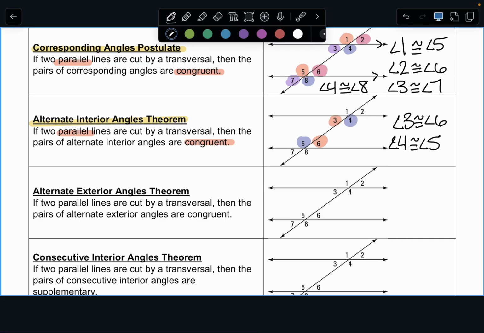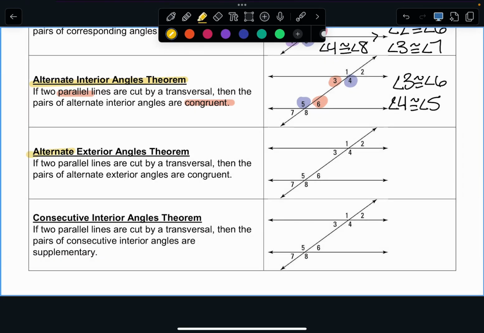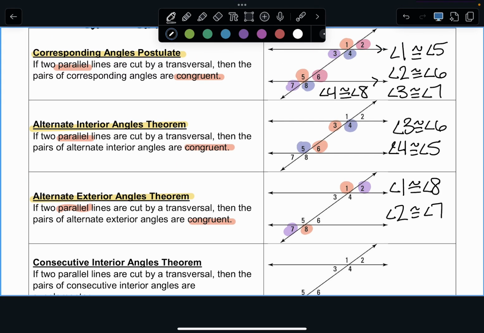Okay, so alternate interior angles are congruent if the lines are parallel. Alternate exterior angles are also congruent if the lines are parallel. So what's alternate exterior for angle 1? 8. Angle 8. And then what about angle 2? 7. So, corresponding or any of your alternates are congruent.